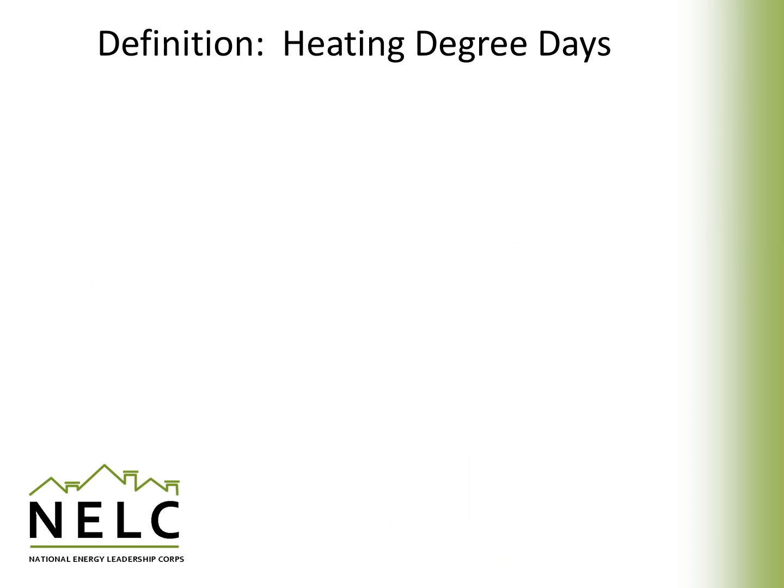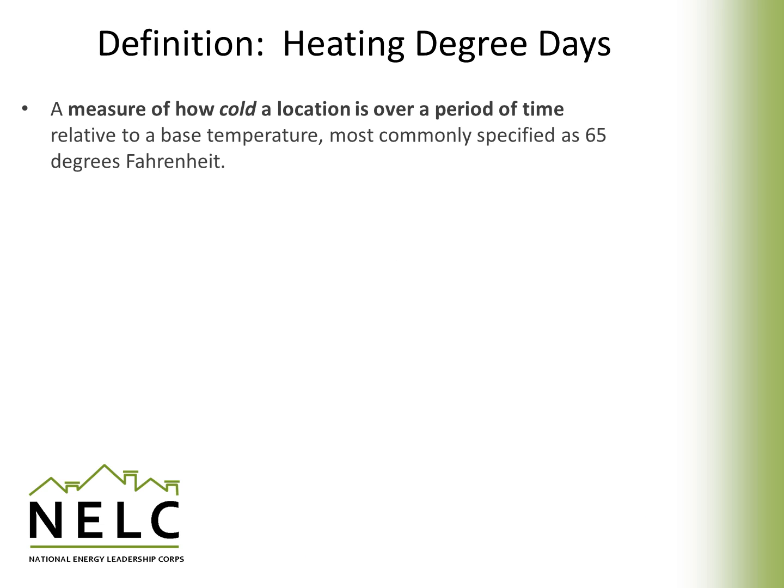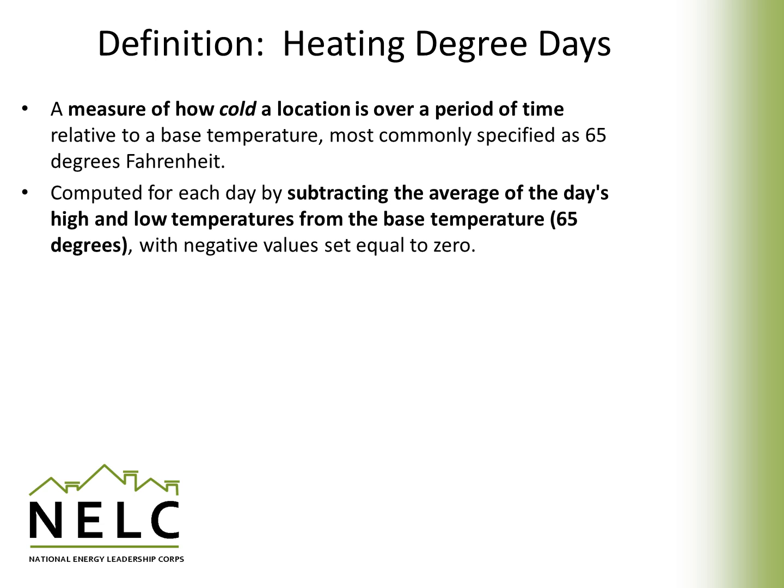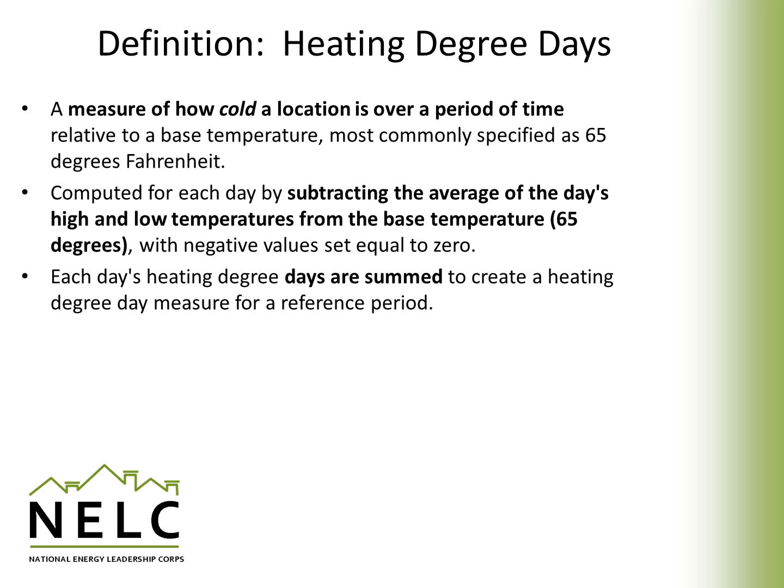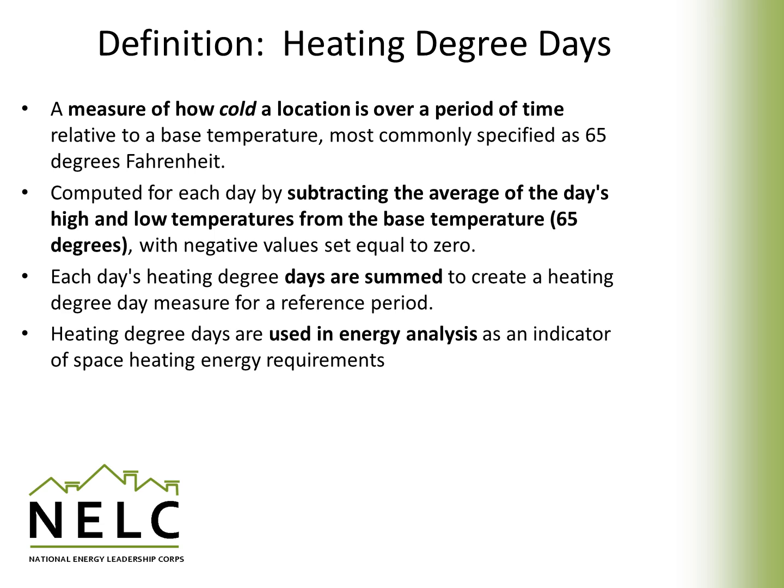Heating degree days are a measure of how cold a location is over a period of time relative to a base temperature, which is commonly 65 degrees Fahrenheit. The measure is computed for each day by subtracting the average of the day's high and low temperatures from the base temperature of 65 degrees, and negative values are equal to 0. Each day's heating degree days are then summed, usually over the course of a year, to develop a measure for that period of time. Heating degree days are used in energy analysis as an indicator of space heating requirements that are experienced over the course of a year.